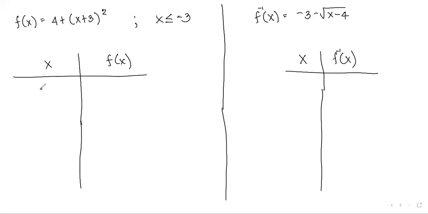Okay, if x natin ay -3, f of x natin ay -3 plus 3, 0 squared, 0, plus 4 is 4. Tama? Try natin 4 dito. Kapag 4 naman dito, yung x niya 4. 4 minus 4, 0, -3. Pansin niyo na yung relationship nila. Yung x dito magiging y nung sa inverse niya. So, ganyan yung relationship nila.